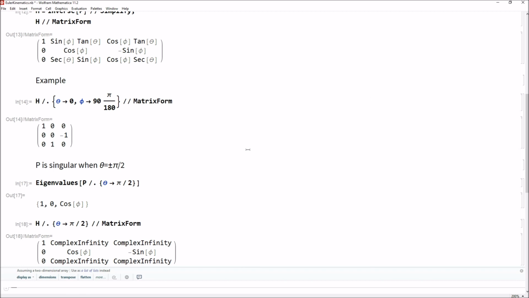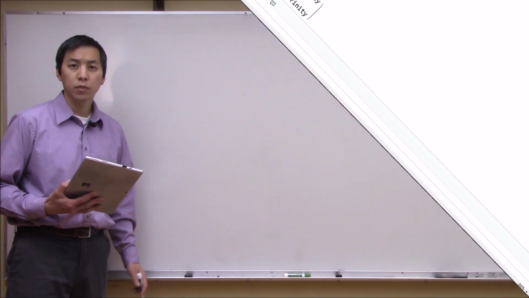So this sets the stage for asking the question of, well, is there another way that we can achieve this same goal of basically integrating gyro measurements and obtaining the Euler angles? So let's jump over to the whiteboard and actually talk about the next step, which is called Poisson's kinematical equations.